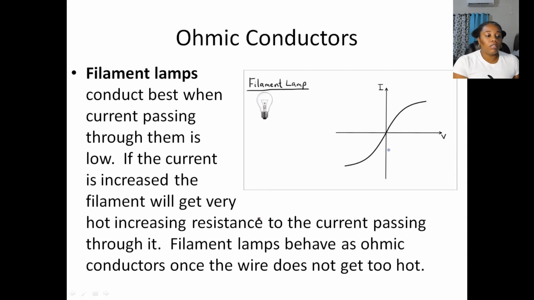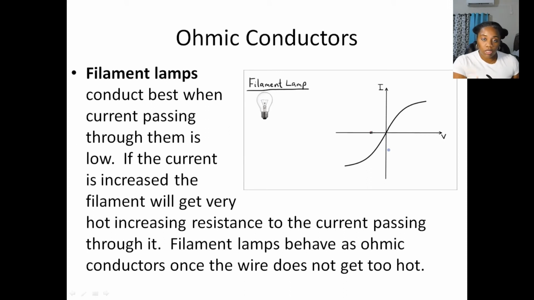Filament lamps conduct best when current passing through them is low. So they behave like ohmic conductors until a certain point. You see the straight line here? They behave like ohmic conductors. If the current is increased, the filament will get very hot, increasing resistance.